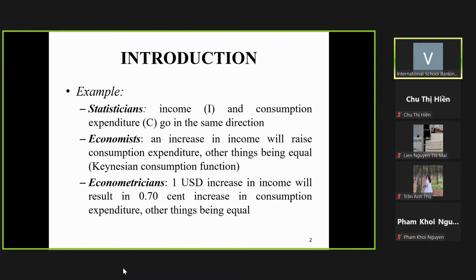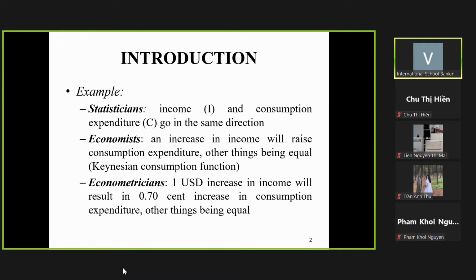So maybe you could ask yourself, what are the differences among these subjects? So here I give you an example, so you can have some first idea or some brief idea of the difference among these subjects. For example, we want to analyze two variables, income and consumption expenditure of households.